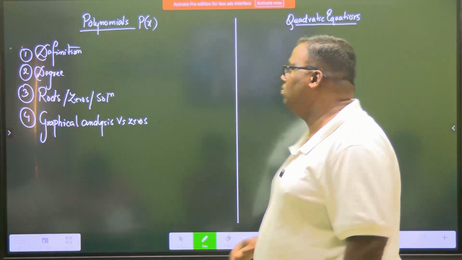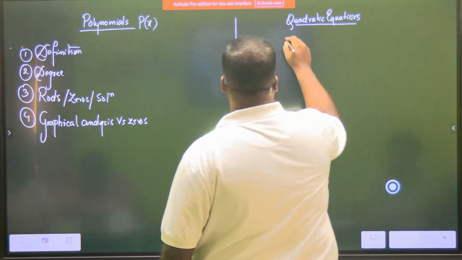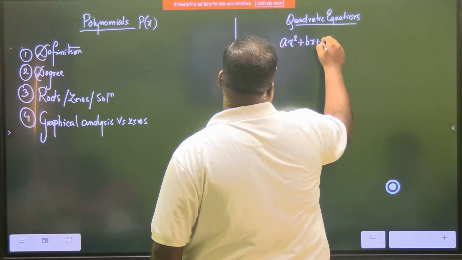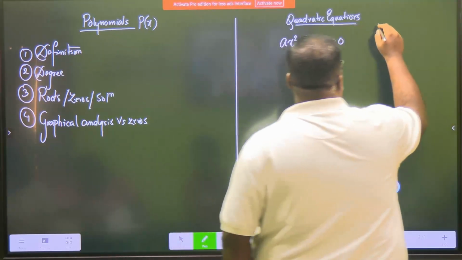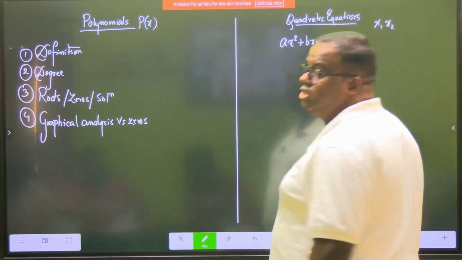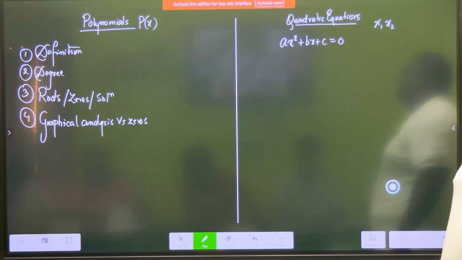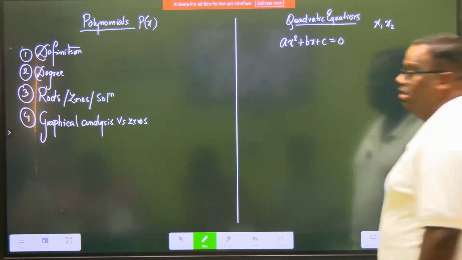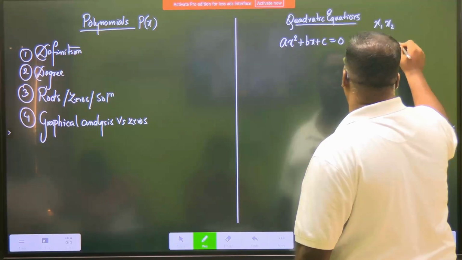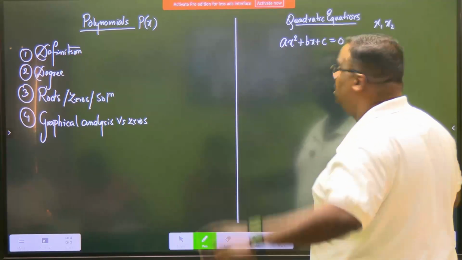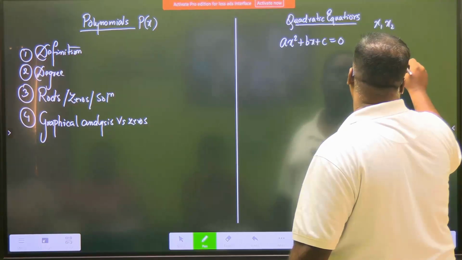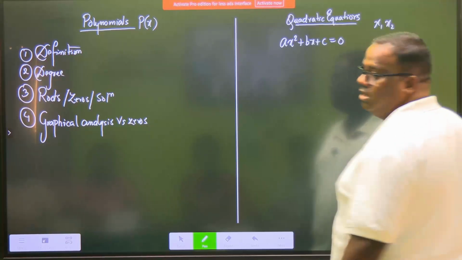In the language of quadratic equation, I write a quadratic equation as ax square plus bx plus c equal to 0. Here, there can be an x1 and an x2. In this case, we say real and unique roots, distinct roots, right? There can be a situation where x1 is equal to x2, single root. There can be a scenario where x1 and x2 both do not exist, right?